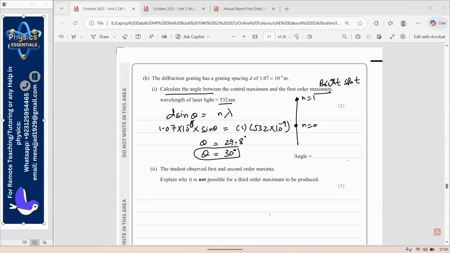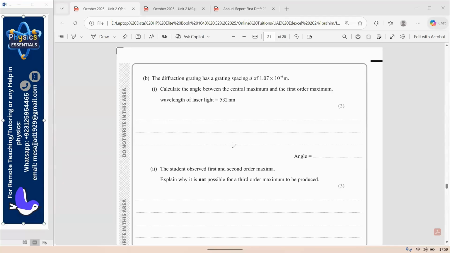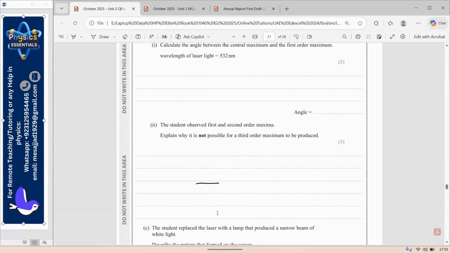The student observed first and second order maxima. Explain why it is not possible for a third maxima to be produced. Good question. So how do you know that the third maxima is not there? For that, you need to write the formula again. d sine theta equals n lambda, and you make this sine theta maximum, because this is a fraction here.